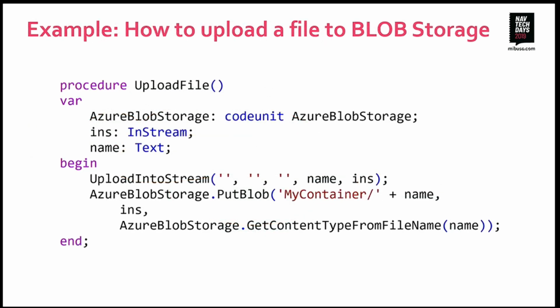This is how you upload a file. Basically, use the built-in upload to stream. Then the Azure BLOB Storage codeunit wraps all the functionality. So basically, put blob into my container. This is the name. Here's the in-stream. And it calls a get content type from file name, which says if it's a PDF, it gets the right MIME file type and uploads it with that.